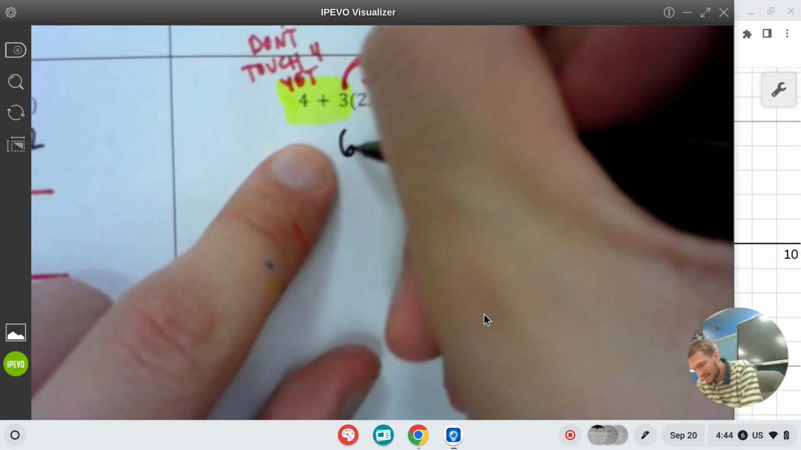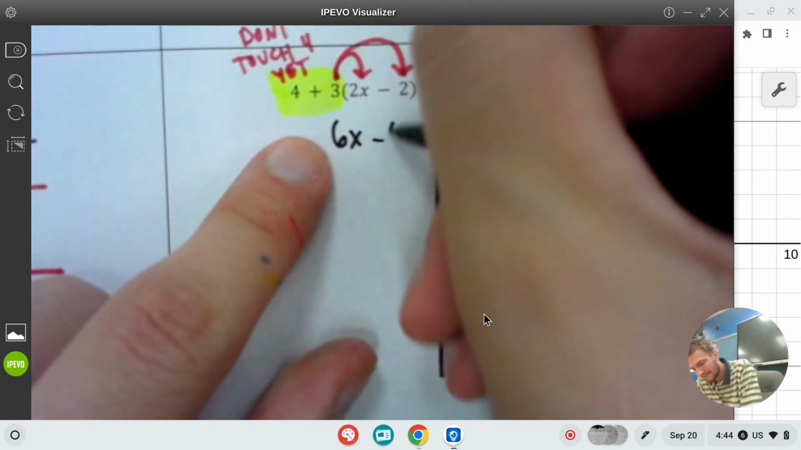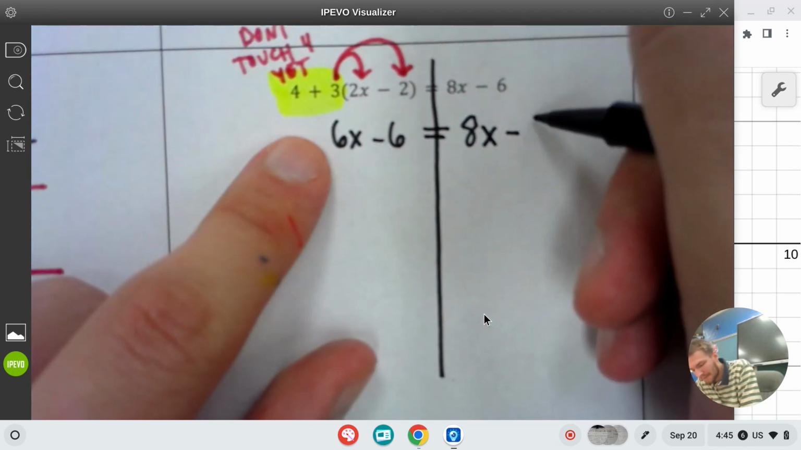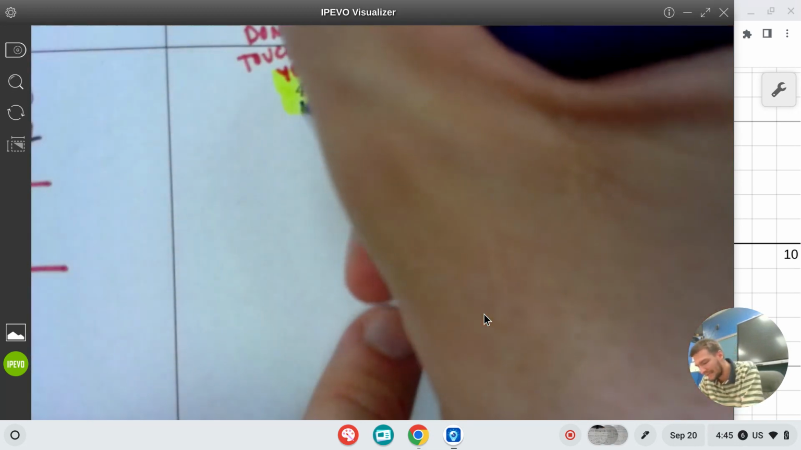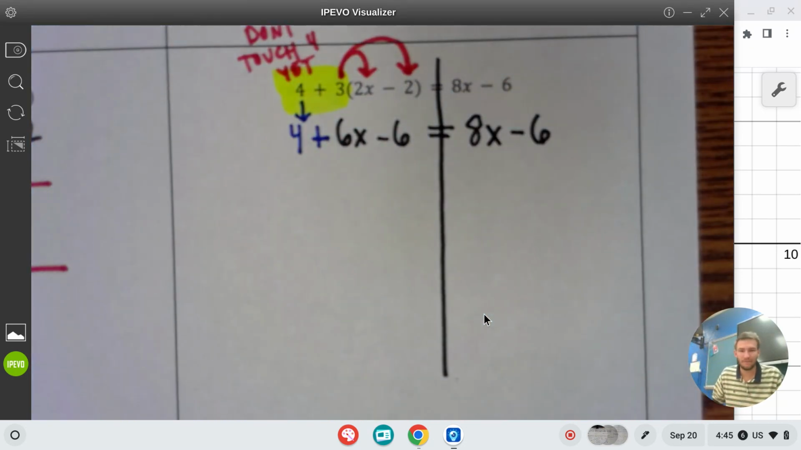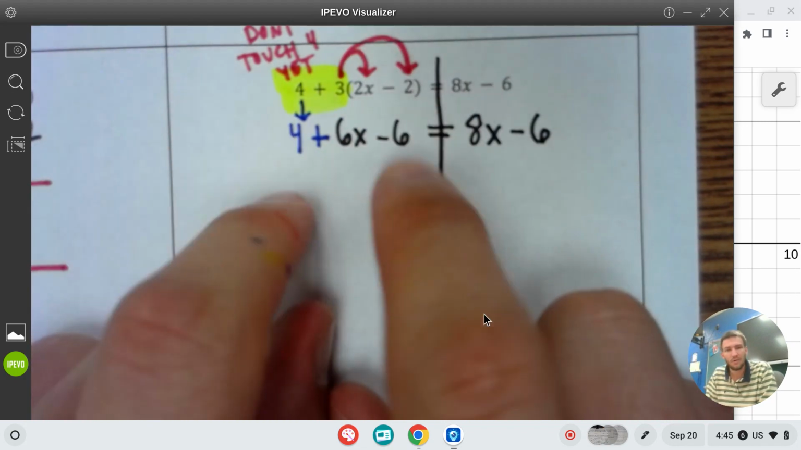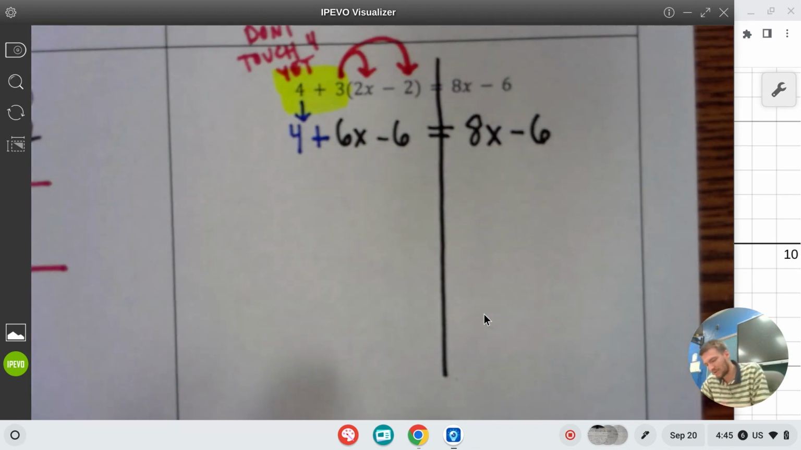3 times 2x, 6x. 3 times negative 2, negative 6 equals 8x minus 6. Now, I do need to keep this 4. I can't just forget about it forever. Now, I'm not yet ready to divide. I see on the left, I have 3 different terms. And since I have 3 different terms, we're going to do a combining first.